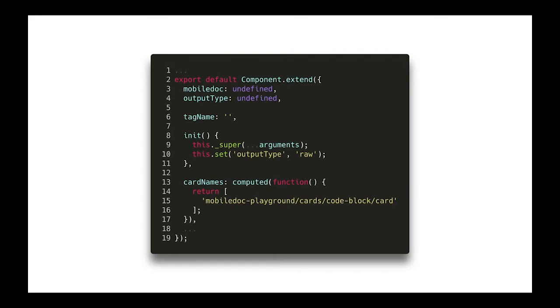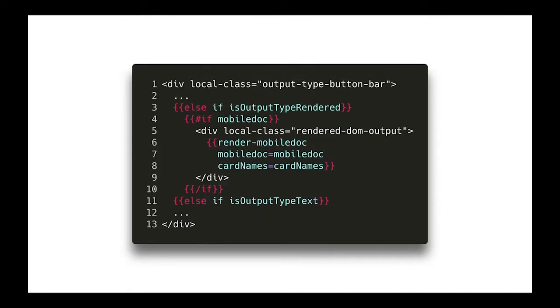And the output component.js, the bit that's responsible for the bottom half of the screen in the demo app, needs to be changed to create a card names array. Lines 13 and 17 are that change. And then in the template, we pass that array into the DOM renderer on line 8.